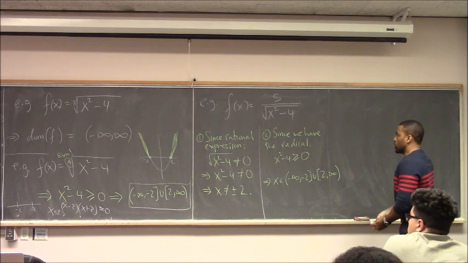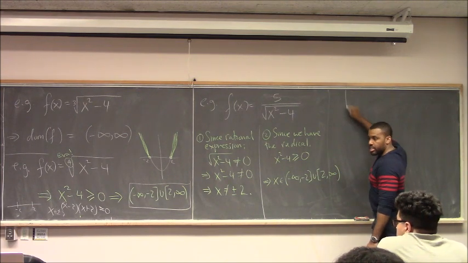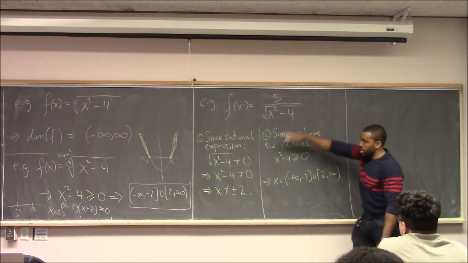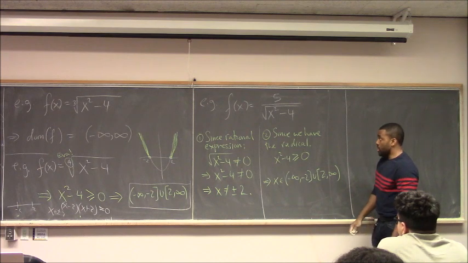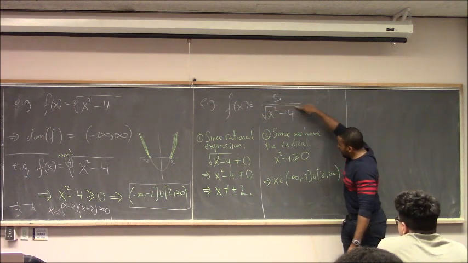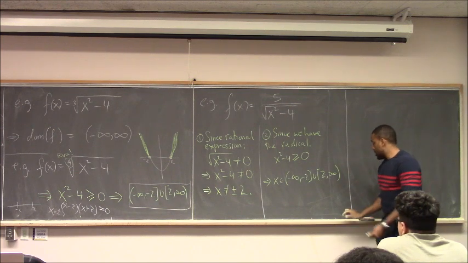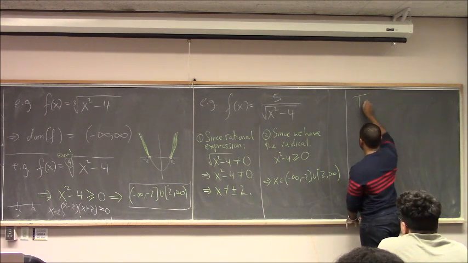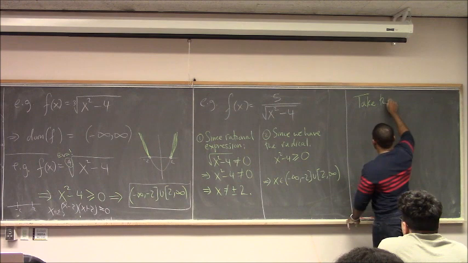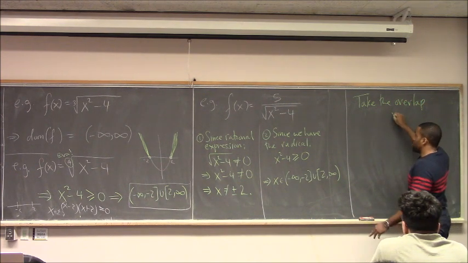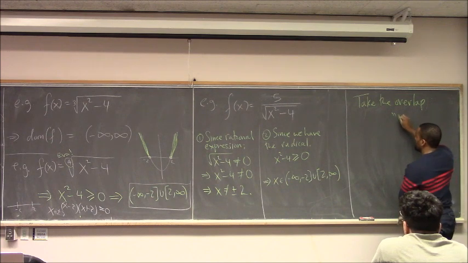Right? So realize here, there are two things I need to get to work. In one event, I have a division, so I need to make sure I don't divide by 0. In the other case, I do have a radical to worry about, so I need to make sure that works. And so now what you do is you take the overlap. By the way, this is what I referred to earlier as the intersection.